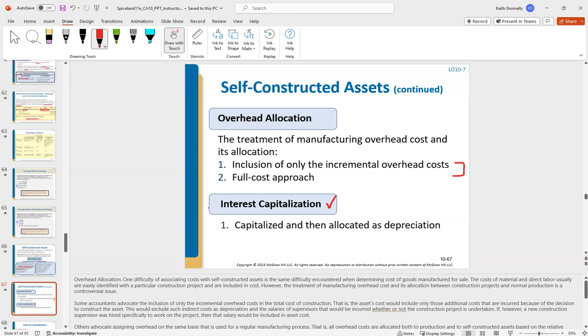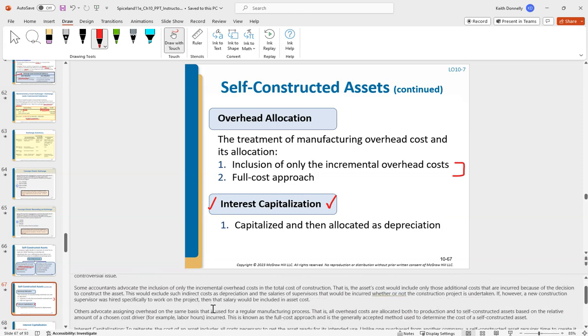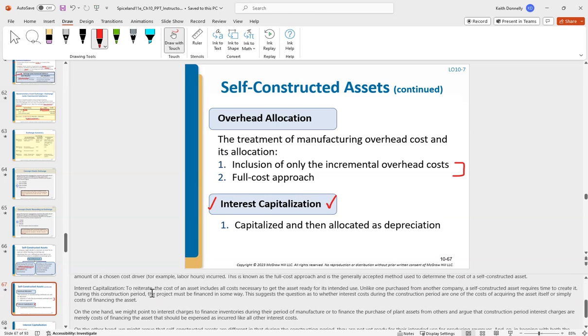Let's focus a little bit more on the interest capitalization. What do you do with this? So if we look down here at the interest capitalization, it says to reiterate, the cost of the asset includes all costs necessary to get it ready for its intended use, right up until we flip the on switch. A self-constructed asset requires time to create it. During the construction period, the project has to be financed. This raises the question as to whether interest costs during the construction period are one of the costs of acquiring the asset itself or simply the costs of financing the asset.